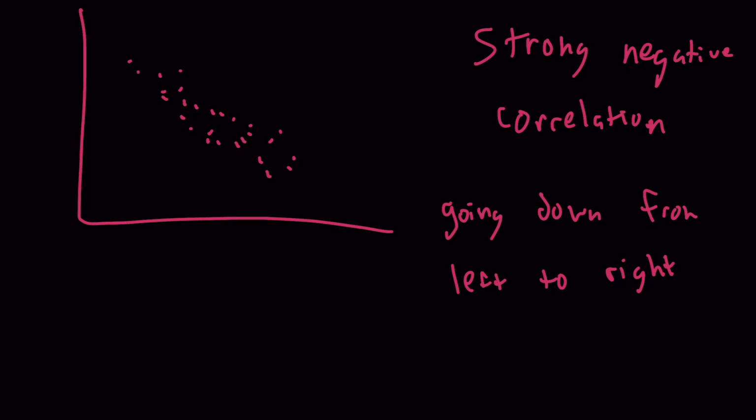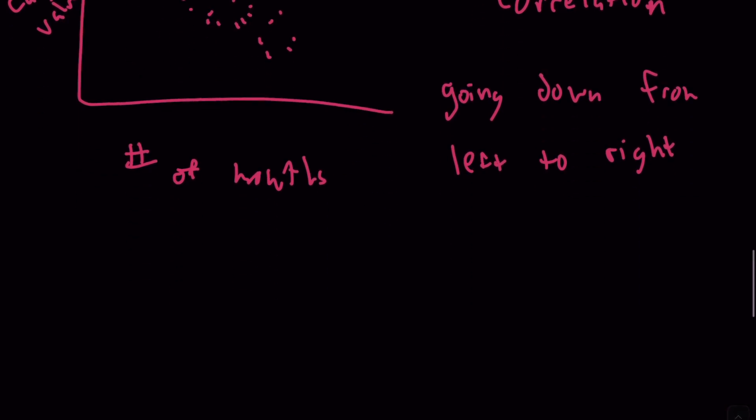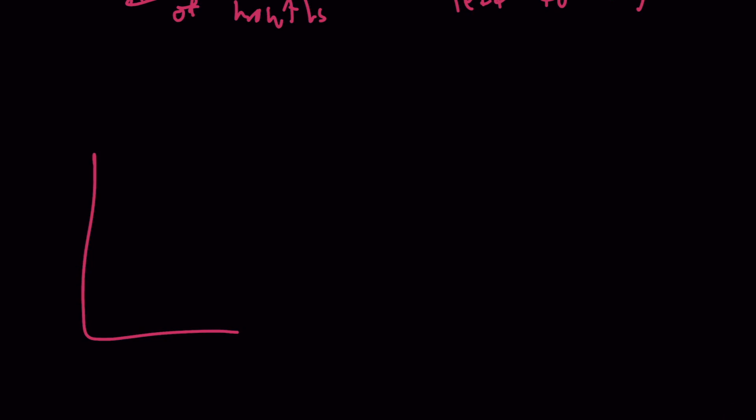Like this could be number of months. This could be your car's value. Most cars, as they go on, get older, they're worth less and less money. And then a weak negative correlation will look kind of like this. Again, overall, it's going down from left to right, but it's not that tightly packed together. So weak negative.